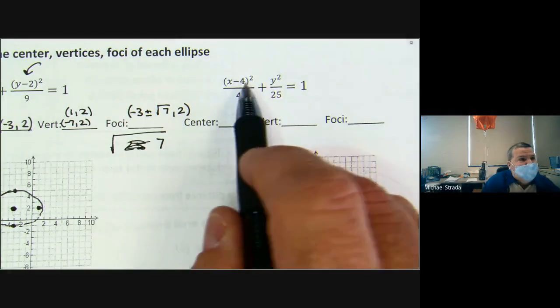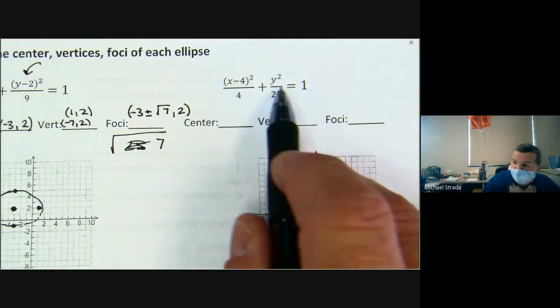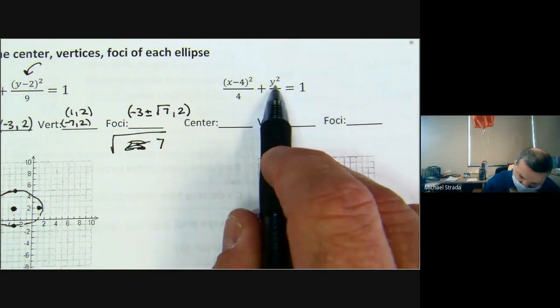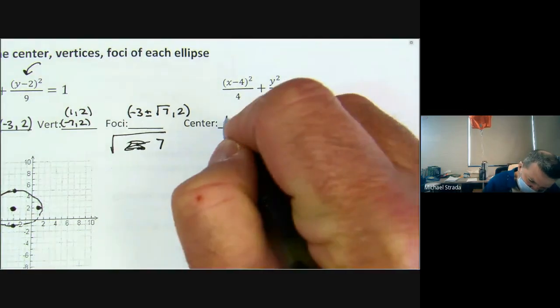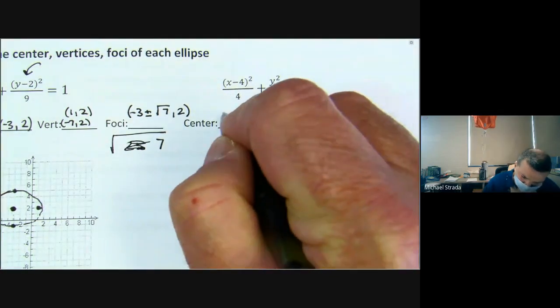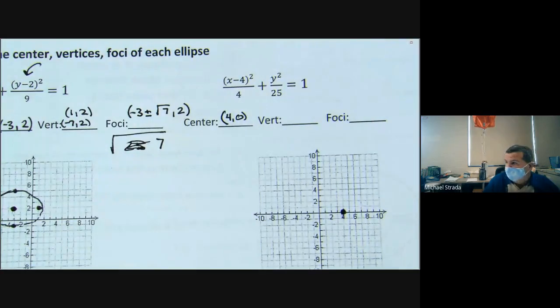What's the opposite of negative 4? 4. What do we assume the y coordinate is? 0. So 4, 0 is our center. Good? So the center has nothing to do with what's bigger.